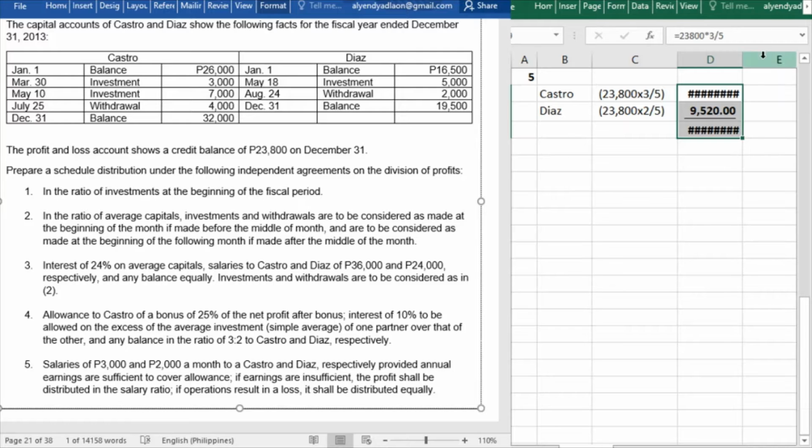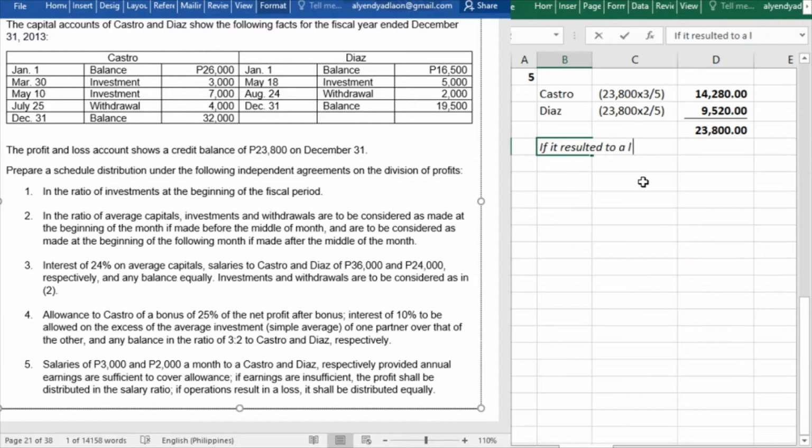Now, class, how about if the partnership operations resulted to a loss? Okay, so let's say, for example, if it resulted to a loss of 5,000 pesos, how are they going to distribute this one? So that belongs to case 3, right?